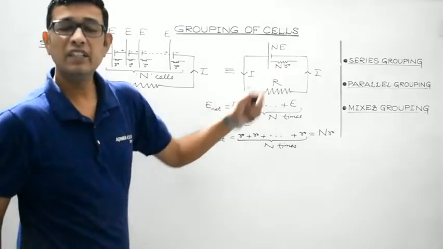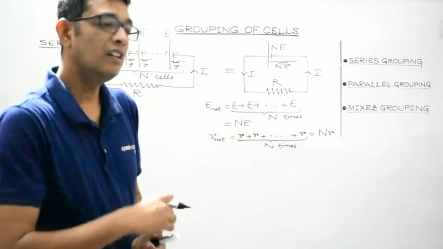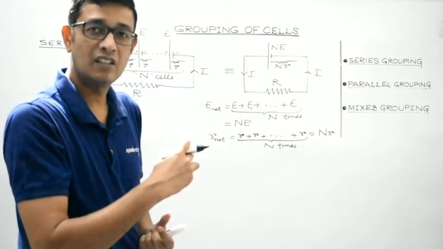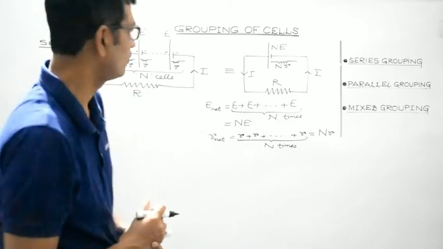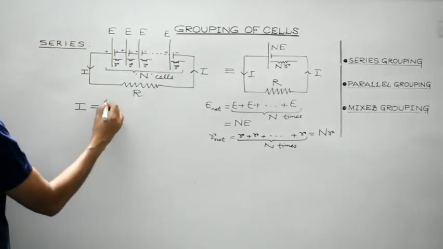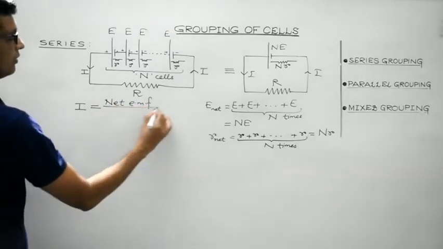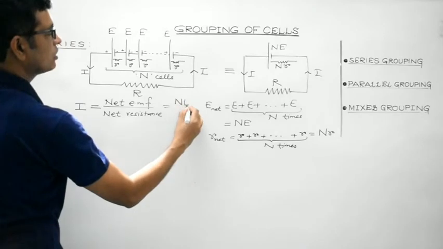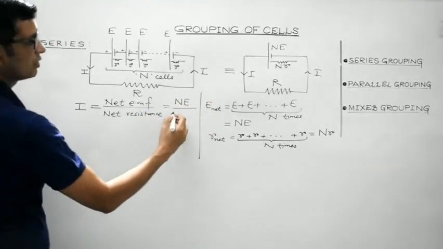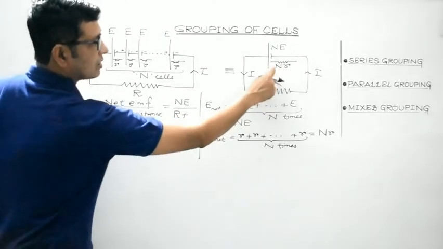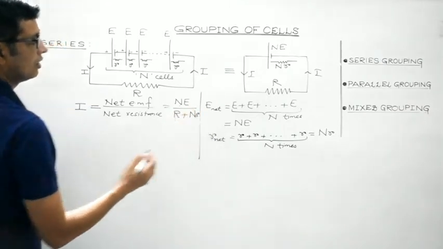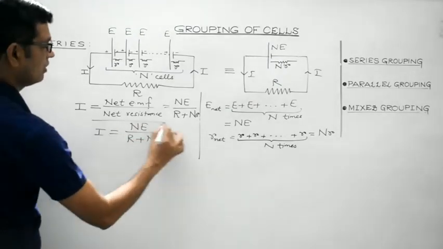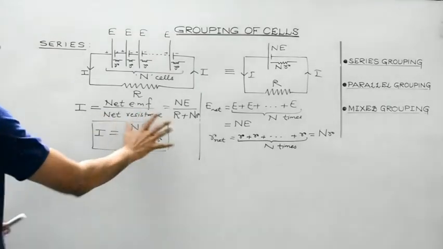Now let's determine the current in the circuit. In any circuit, current is given by net EMF divided by net resistance. Net resistance, students, will be the sum of the external resistance and the net internal resistance offered by the source, right? So the net current flowing through the circuit will be given by net EMF divided by net resistance. Net EMF is nE, isn't it? Divided by the external resistance, capital R, plus the net internal resistance, that is n into small r. So I is equal to nE divided by R plus nr. Now let's consider the special cases.